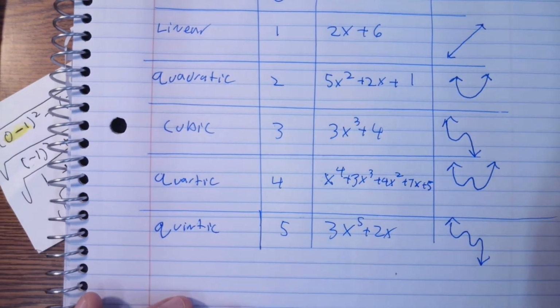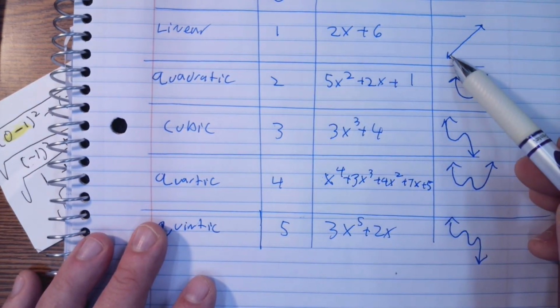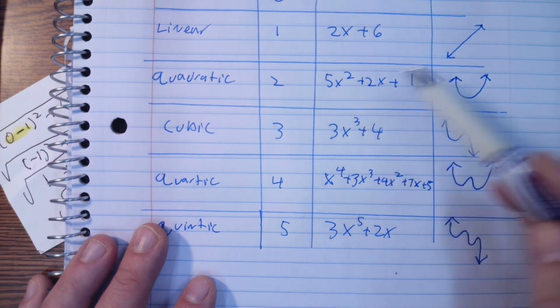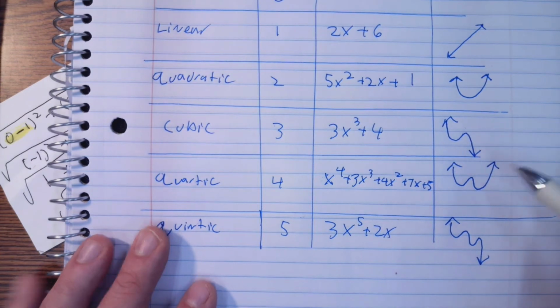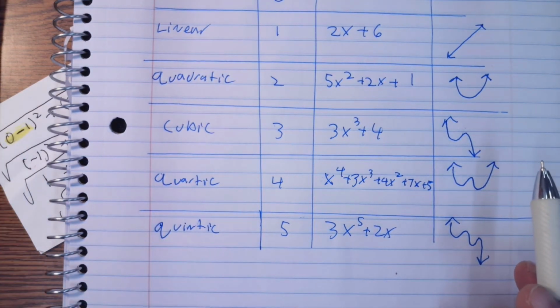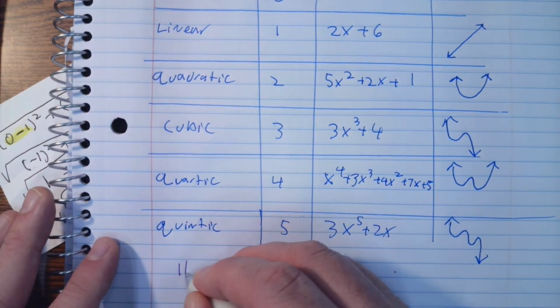And basically, you get an answer for every time you switch directions. So linear, you got 1 direction. Quadratic, you have 2 directions. Cubic, we go down, then up, then down. So that's 3 directions. So that's kind of how that works. All right, so the easier name, we're going to name by number of terms.